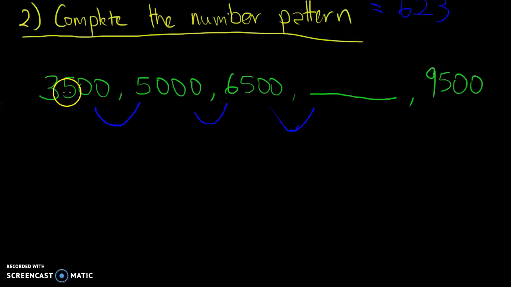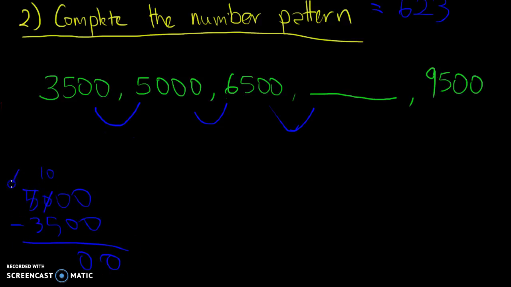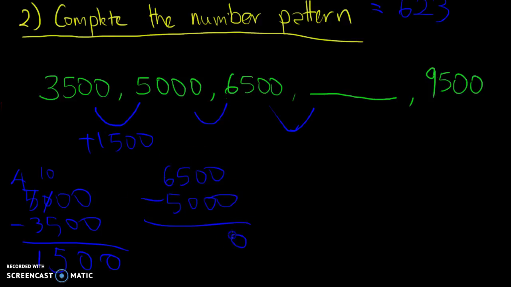So I have to find out the jump here. Obviously this is bigger than this, so I take this minus this. 5,000 minus 3,500 gives me, 4 minus 3, 1, so plus 1,500. Now I have to confirm what is the jump here. I take the bigger number, 6,500 minus 5,000, which should give me another 1,500. So based on this, our best guess is that you add 1,500 each jump.